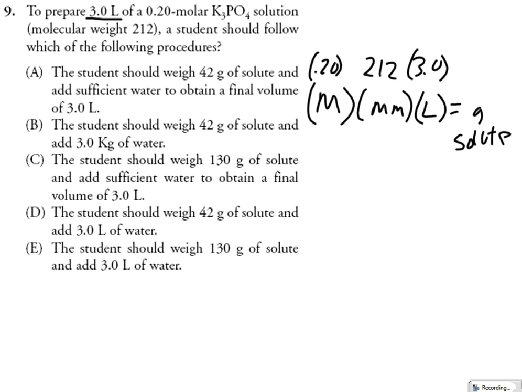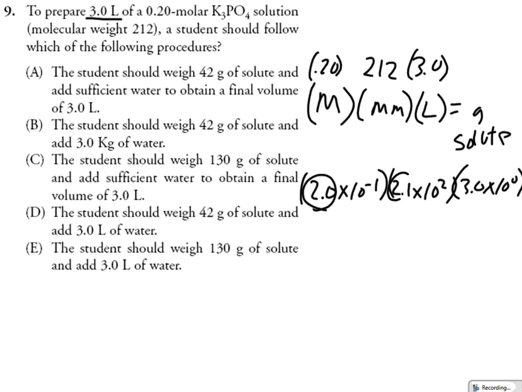Now, it might be easier for some people to just put this in scientific notation. You can just do the math if you want to, or I would just do this. I would go 2.0 times 10 to the negative first. Change that into scientific notation. This is going to be 2.1 times 10 to the second, and this is 3.0 times 10 to the 0. So all I do is I take 2 times 2 times 3, totally rounding. 2 times 2 is 4 times 3 is 12.